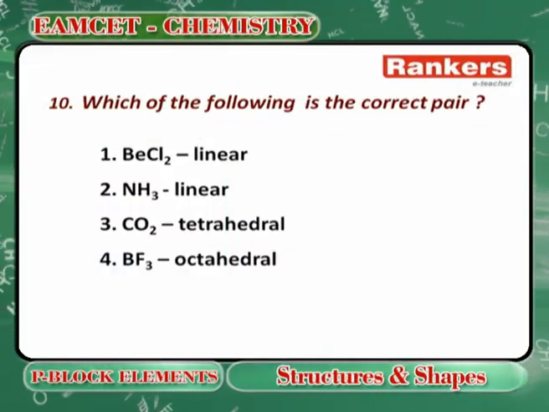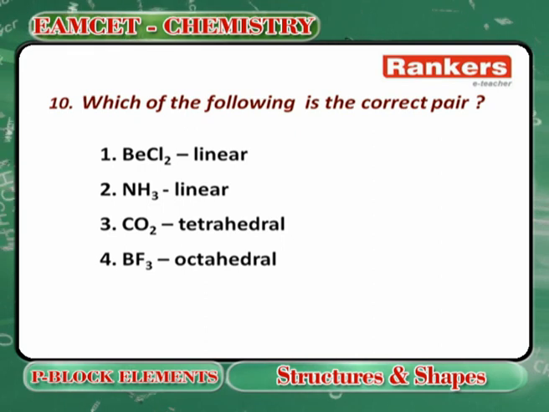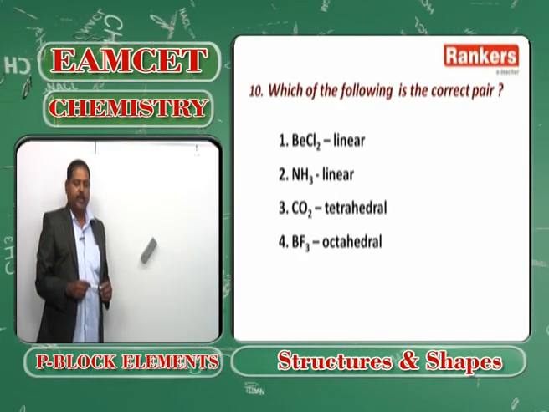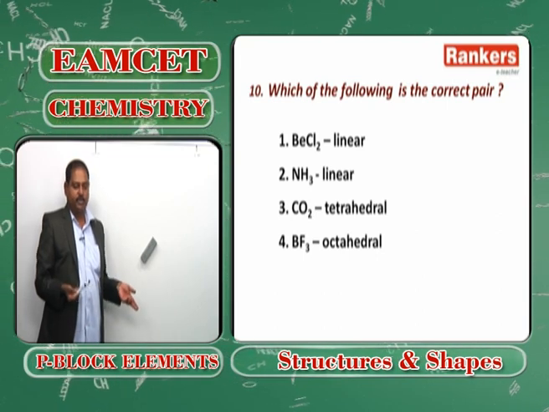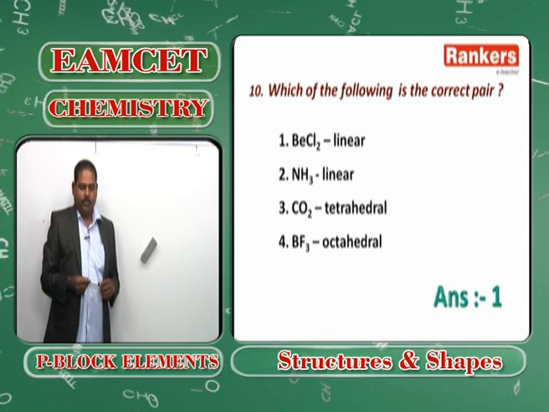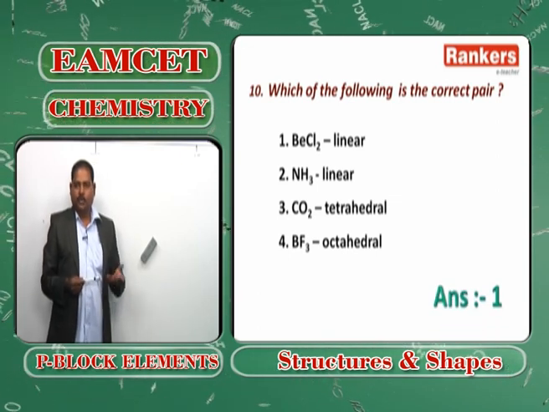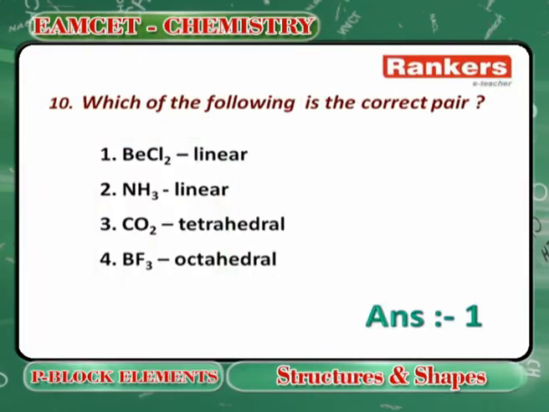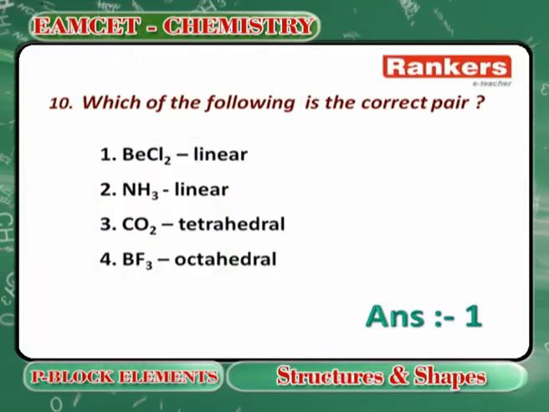Which of the following is the correct pair? BeCl2 linear, NH3 linear, CO2 tetrahedral, BF3 octahedral. Which is correct? BeCl2 linear is correct. NH3 can never be linear because it has 3 bond pairs, they can't be on the same line. So, the answer is BeCl2 linear.